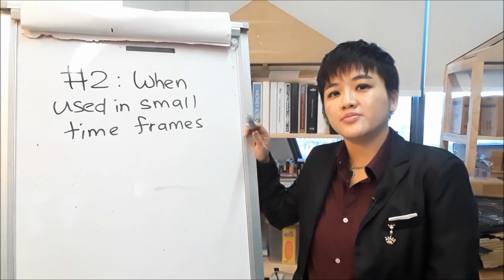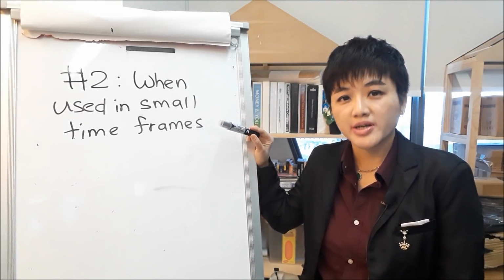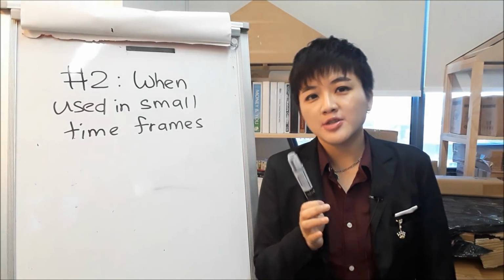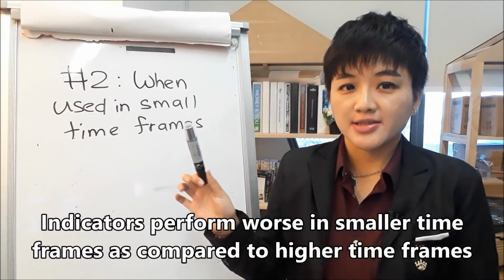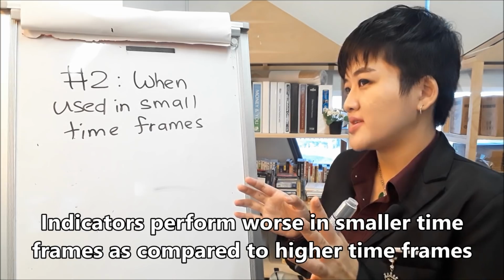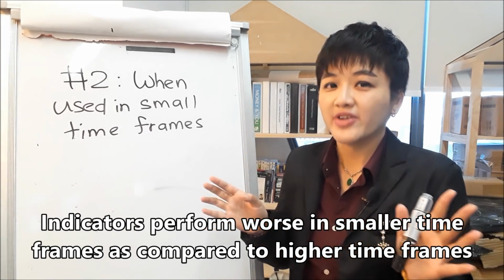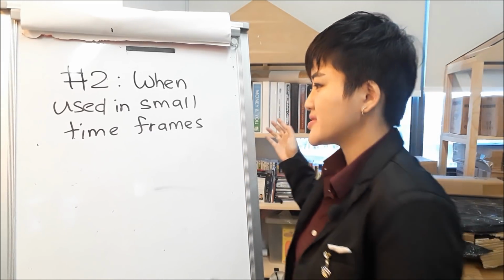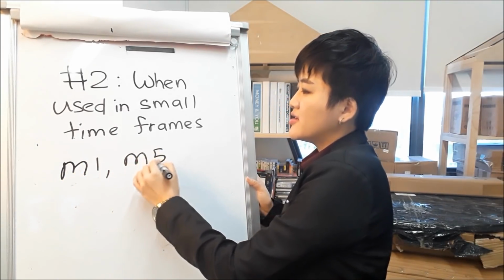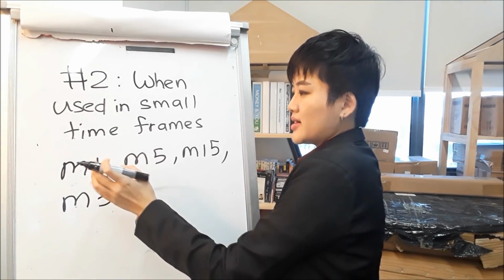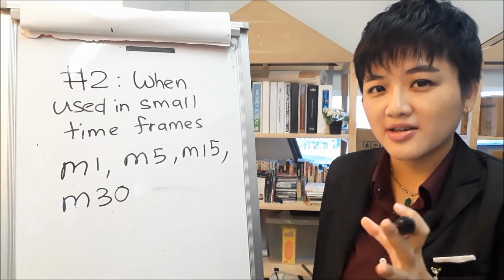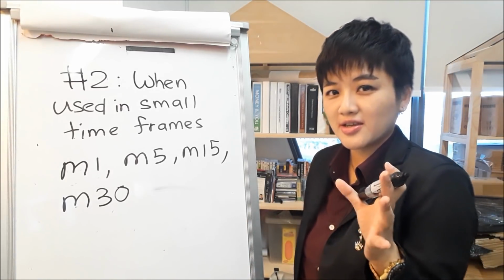So the second occasion in which your candlestick might not work out is when you use it in super small time frames. Now this applies to all types of indicators. No matter what type of indicator you use, the chances of it working out in a 1 minute time frame is very low. So by small time frames, I mean things like M1, M5, which I stopped looking at, M15, M30. All these time frames are super noisy.